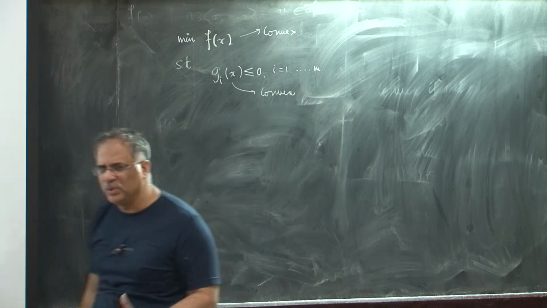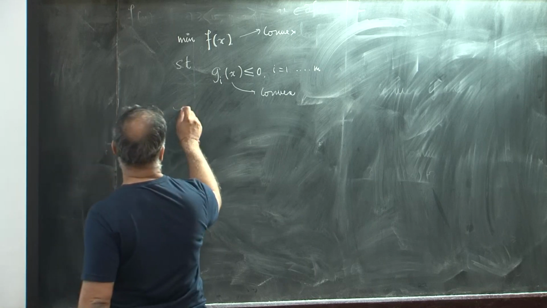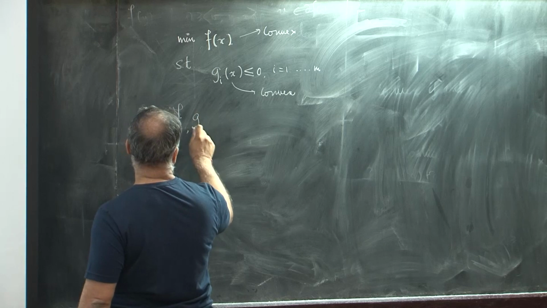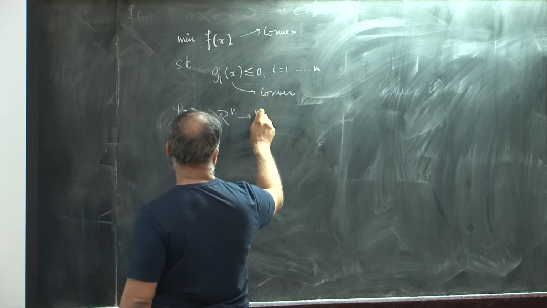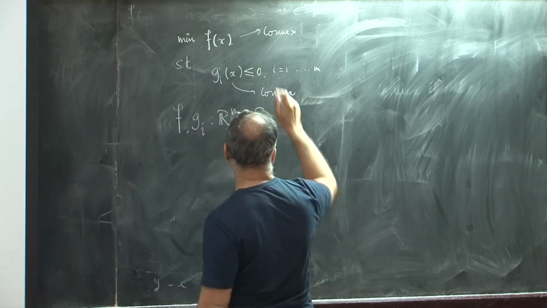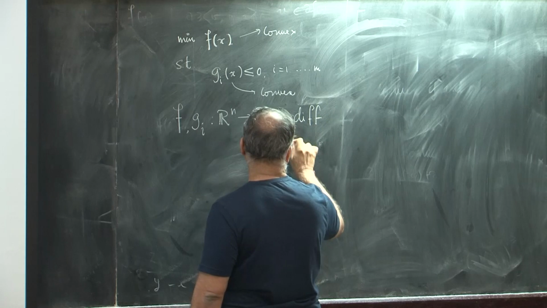Let us assume that all the f and g_i's are convex functions from R^n to R, just for simplicity of the writing. You can increase the technical level, there is no problem. So we are assuming that f and g_i's are functions from R^n to R, convex of course, and differentiable, differentiable plus convex.